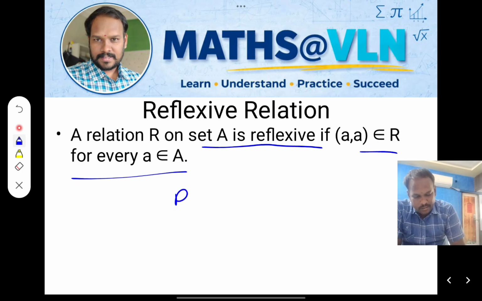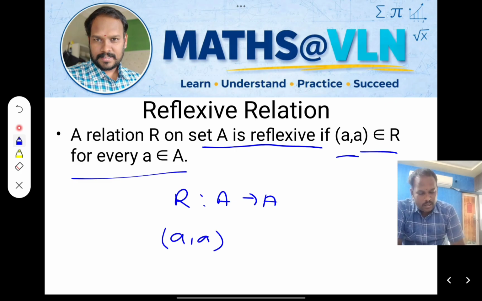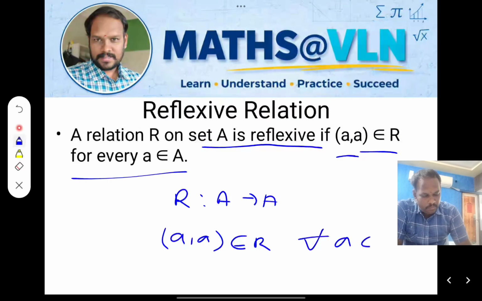The relation from A to A, in that, each and every element of this ordered pair should be like this: (a, a) belongs to R, for every a belongs to A. This type of relation we call a reflexive relation.